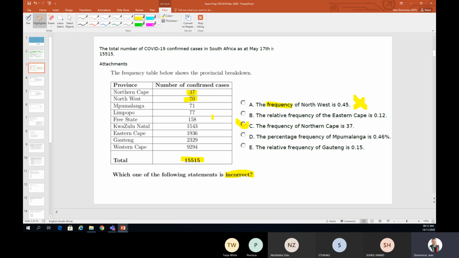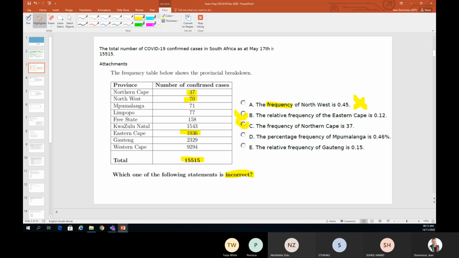So relative frequency of Eastern Cape, where's Eastern Cape? So it would be 1936 divided by 15515, and that would have given us the 0.12.